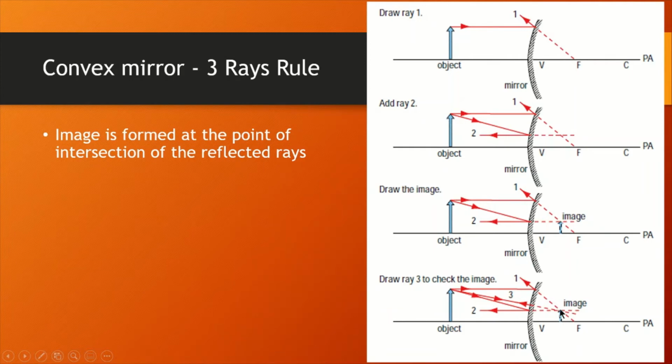This type of image which is inside the mirror is called a virtual image. We will learn more in detail about the difference between real image and virtual image in another video. So this is a virtual image. It is inside the mirror and it is upright, and it is also smaller than the object. So we say that the image is virtual, upright, and diminished.